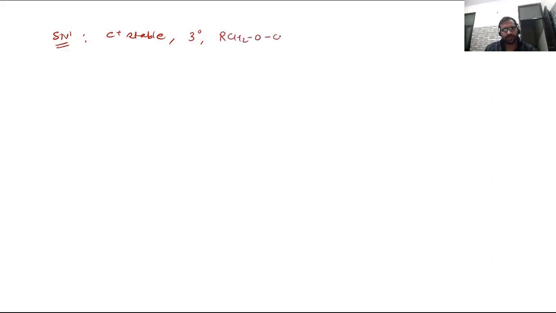R-O-CH2+, this is a carbocation, and this oxygen has a lone pair. So this lone pair will stabilize this carbocation, and similarly R-NH-CH2+, which has a positive charge. This positive charge will also be stabilized by this lone pair, because nitrogen also has a lone pair. So if there is any lone pair containing group at the alpha position with respect to the carbocation, these are also stable carbocations. In such cases, there is a possibility of the SN1 mechanism.